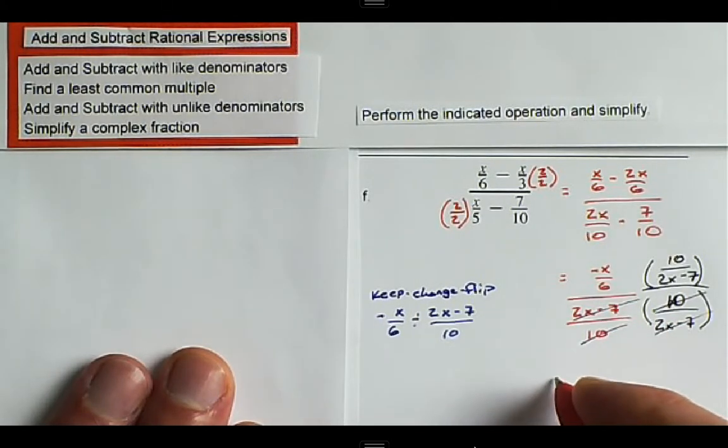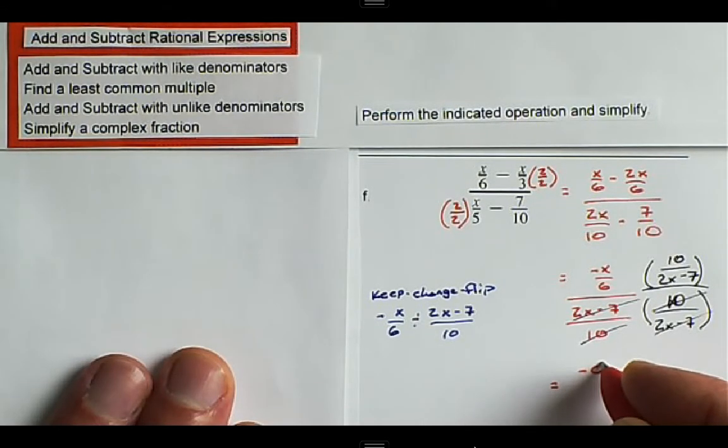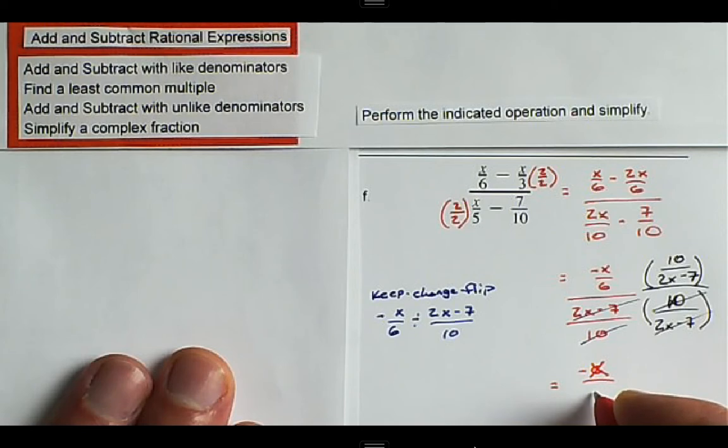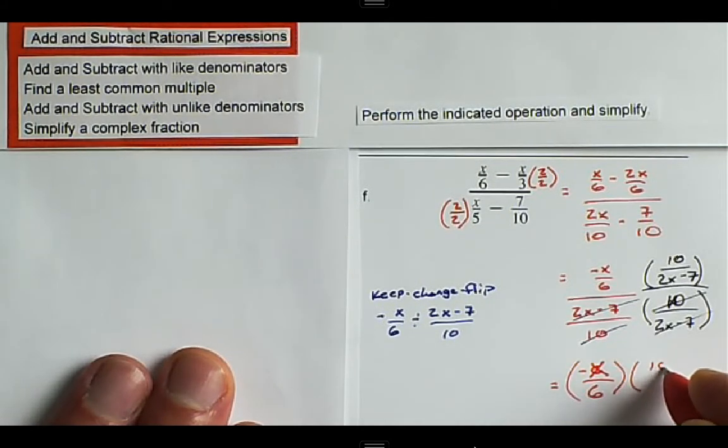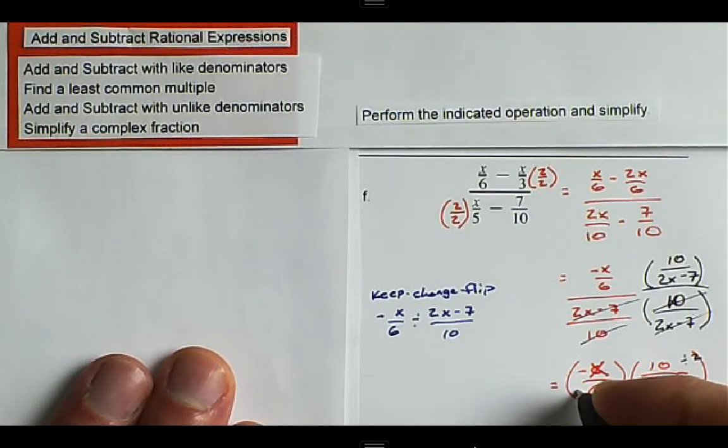So now we have negative x divided by 6 multiplied by 10 over 2x minus 7. And now we can simplify this a little bit. We see that we have a 10 in the numerator and we have a 6 in the denominator. Both of those are divisible by 2. So we can divide by 2 and we can divide by 2.